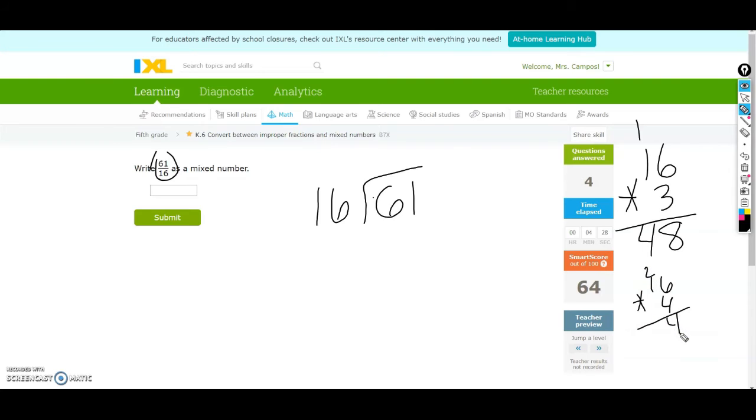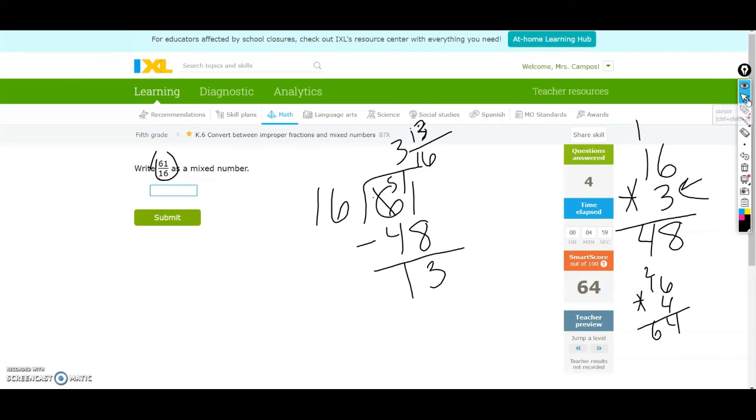64. 4 plus 2 is 6. Well, that's too big. So we're going to do the 3. So 3 times 16 is 48. Then I'm going to subtract. And I get 13. So it's 3, and 13/16. We're not worrying about reducing right now.